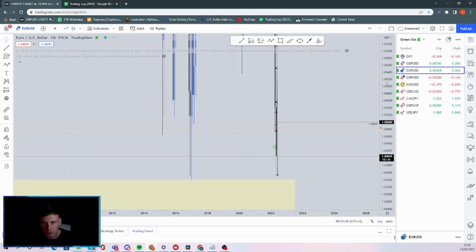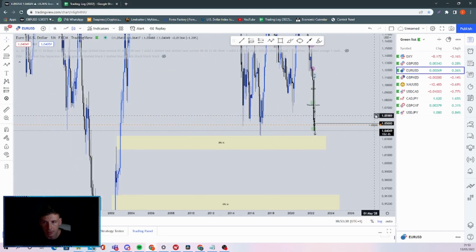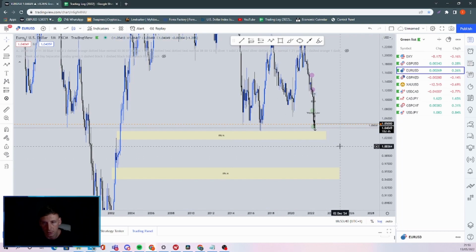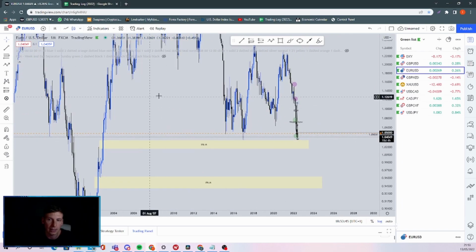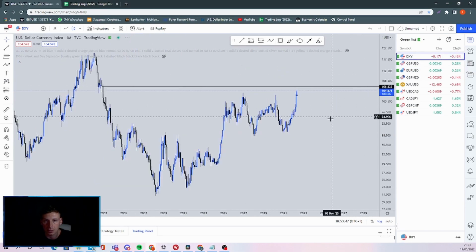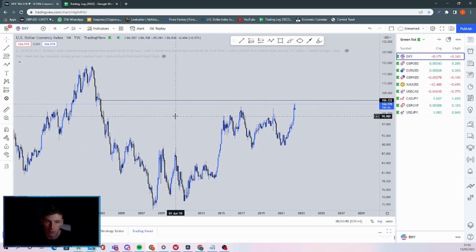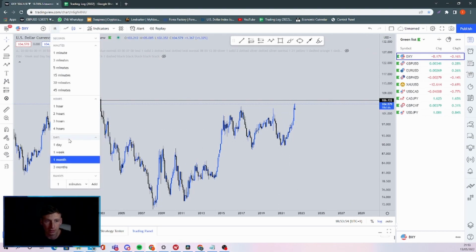Long term, if I look on the monthly, we've got monthly IPA here and we've also got monthly IPA here. So if the fundamentals keep playing out as they are, we could see EU drop down even further, especially with these higher targets on the DXY as well. So yeah, they're the main ones for me right now.